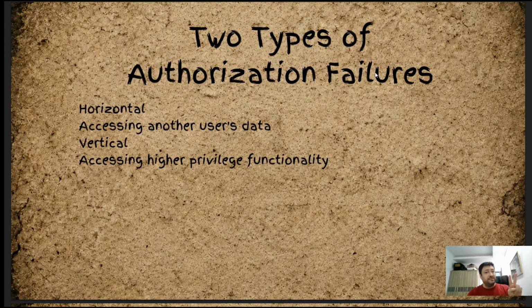All right, so there are two types of authorization failures. One is horizontal, which means you're getting access to another user's data. And then vertical, which is accessing higher privilege functionality, which could be like admin privileges, okay? So it's kind of like network pen testing when we're trying to do lateral or horizontal movement. But in this case, we're just trying to jump from one user to the next or go from user to admin, right? So pretty simple ideas, but pretty straightforward.